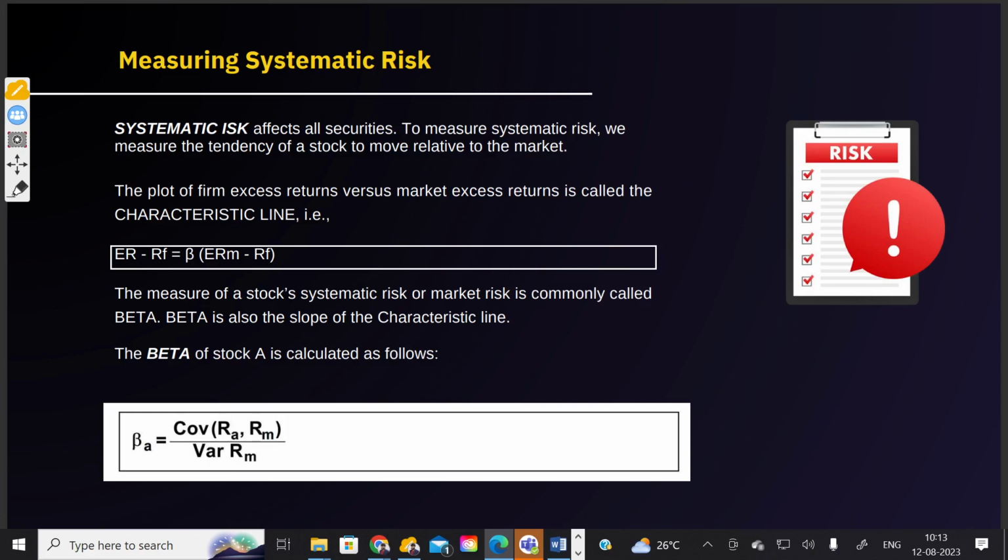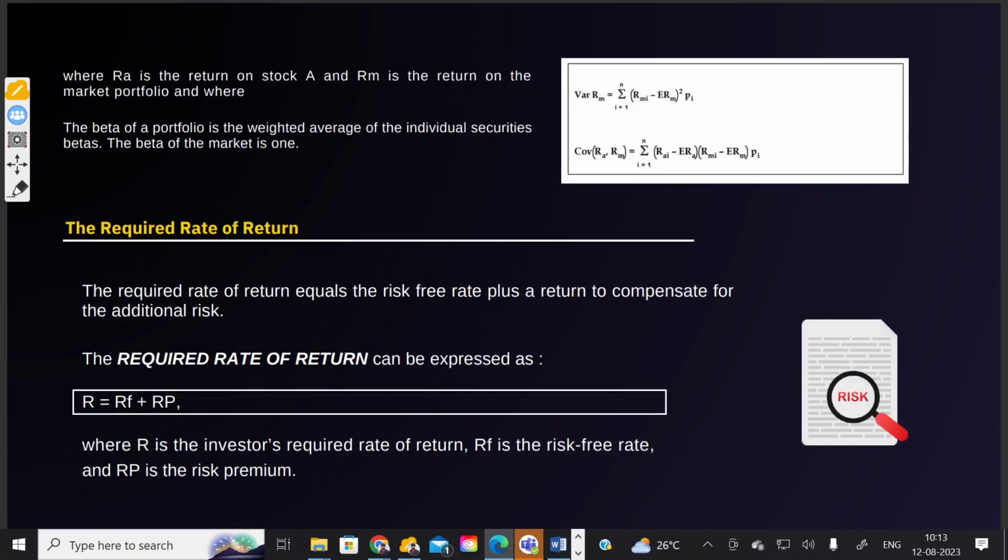Risk calculation: the required rate of return is expressed as the risk-free rate plus the risk premium, where R is the investor's required rate of return, RF is the risk-free return, and RP is the premium. Okay.